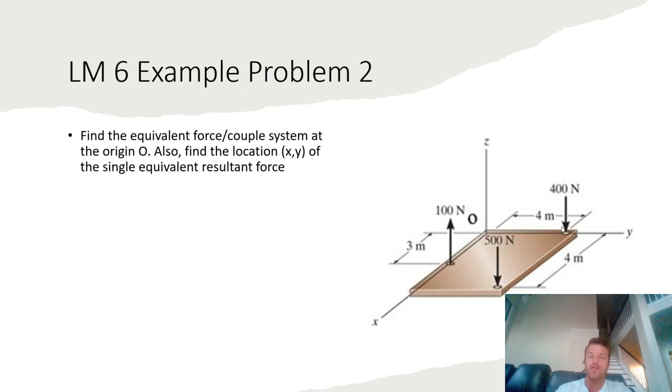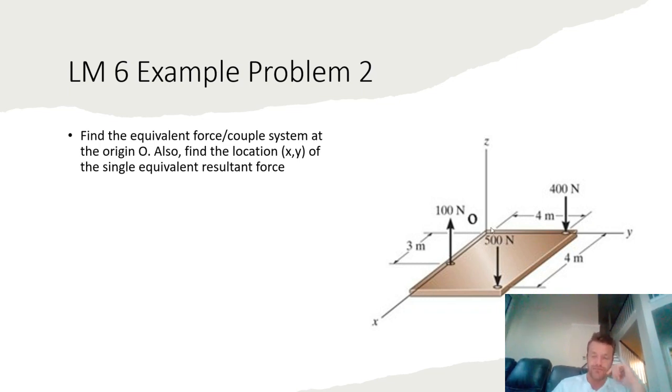So if you wanted to do the problem without doing any math, you could probably get pretty close to doing this one. Remember, if you want to determine the resultant force of a force couple system at any point, you just add all the forces. And since these are all in the z direction, you're just going to have 900 going down, 100 going up. That's going to mean 800 going down. So the resultant force is going to be minus 800 newtons at any point, including the origin.